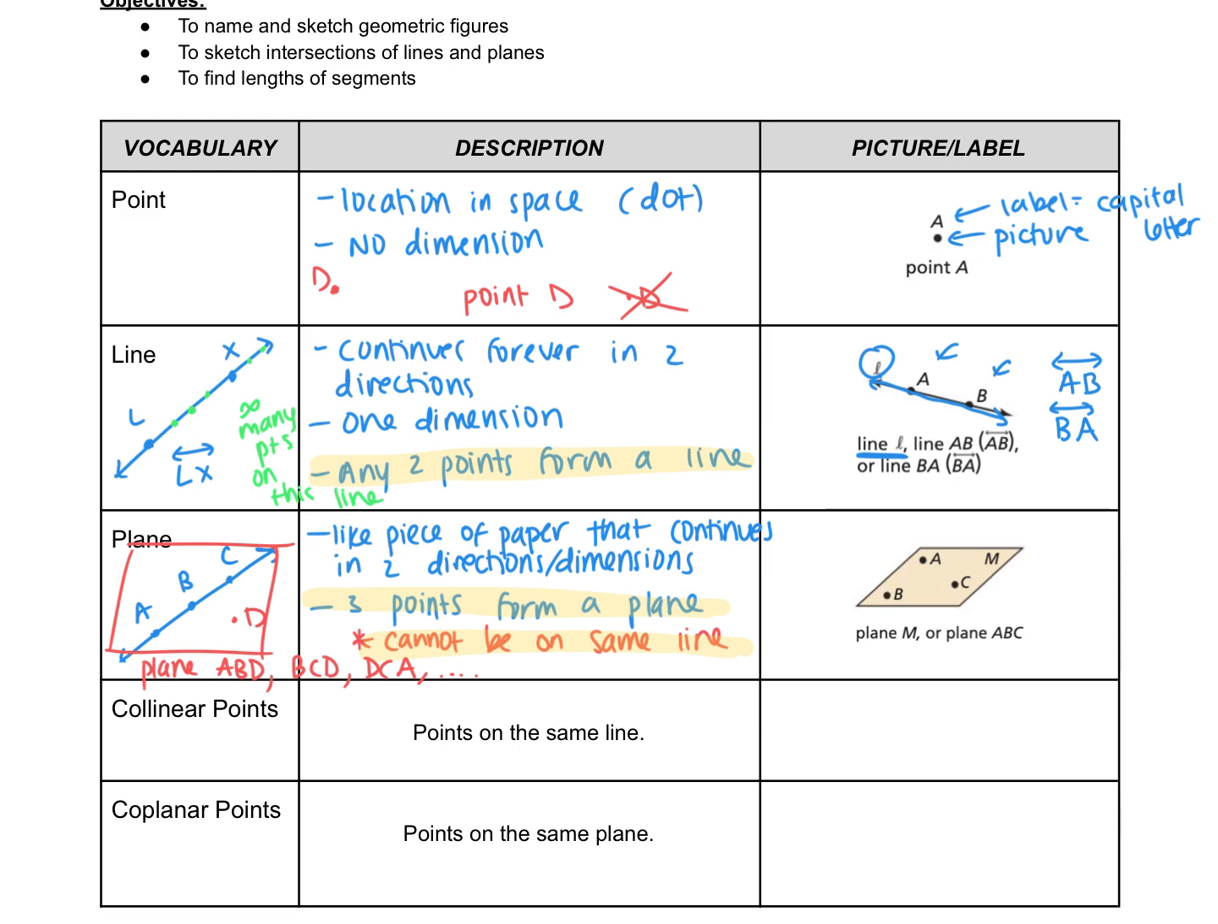Off to the right, this plane is labeled by the 3 points ABC. You can also label a plane just by one capital letter. I don't do this very often, but you can. So just one plain capital letter.